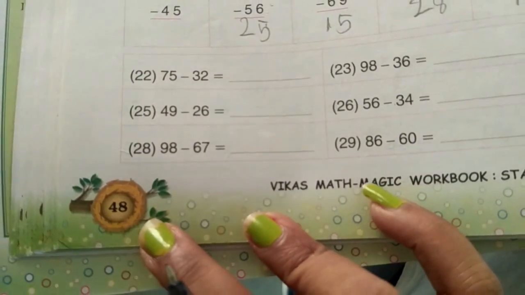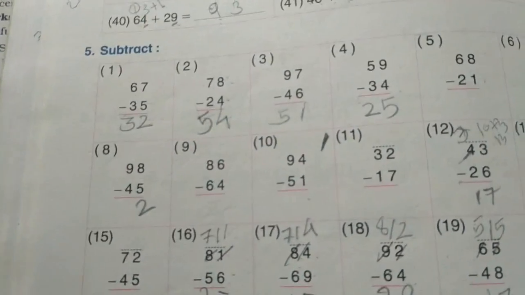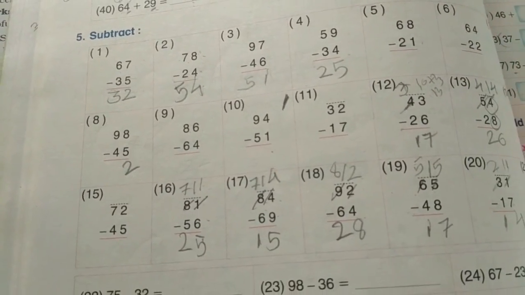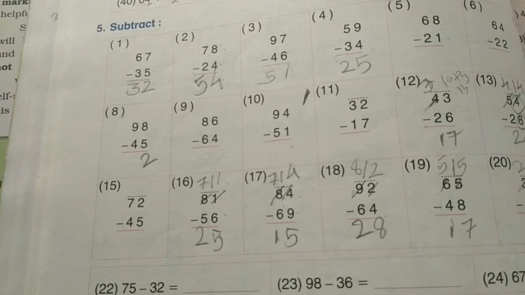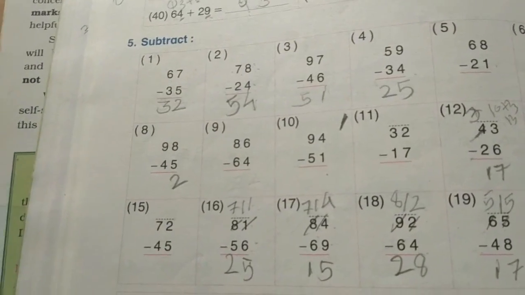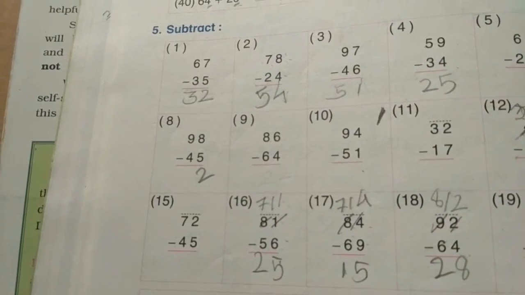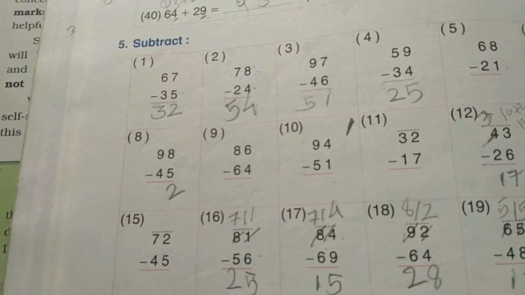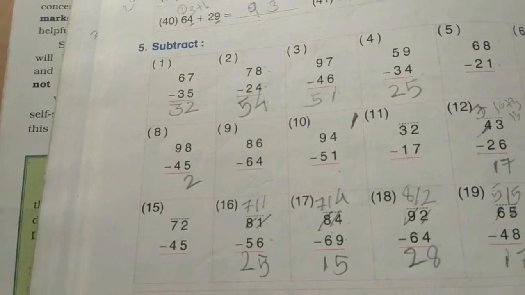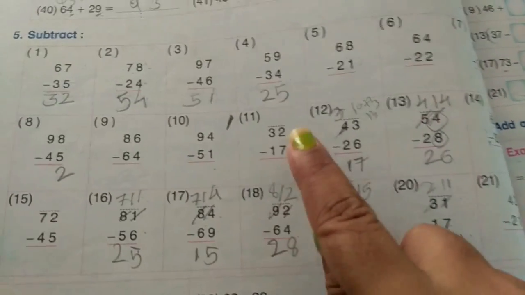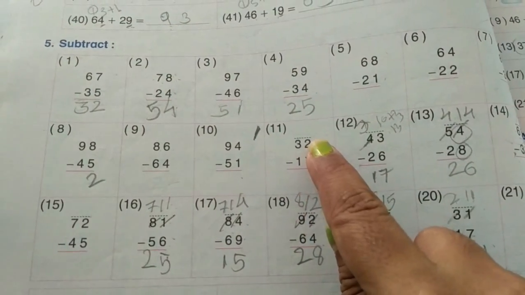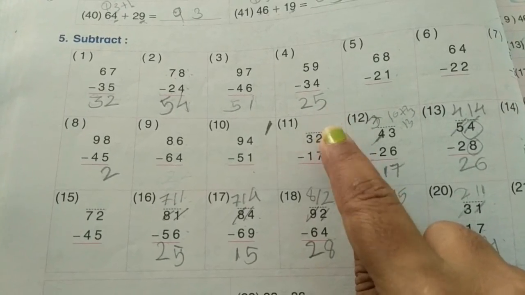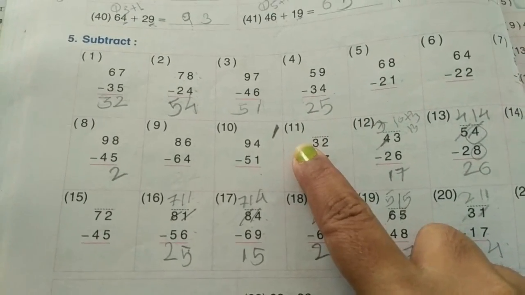Now look at the workbook on page number 48, where you will find question number 5, in which you have to do subtraction. Okay, before we do subtraction, you have to know that we can subtract the smaller number from the bigger one. We subtract the smaller number from the bigger number. And if it is a smaller number like this, 2 minus 7, 2 is smaller than 7. So we cannot subtract in that case. For that we need to borrow from the previous number.